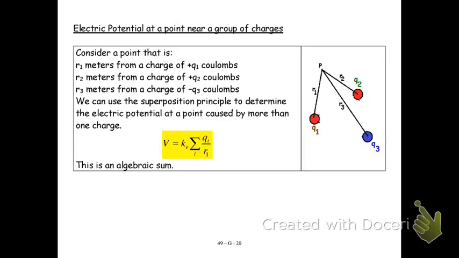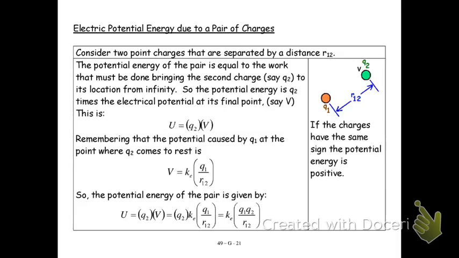Electric potential near a group of charges. Yeah. So if I want to find my electric potential, I just take my electric potential from each one of them. So find out the electric potential from that guy there and that guy there, and just add them together. They're scalars. Voltages are scalars.